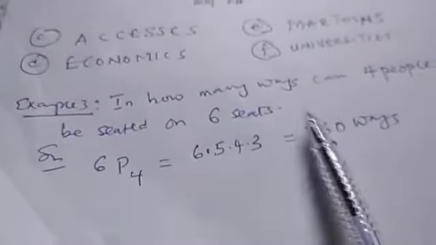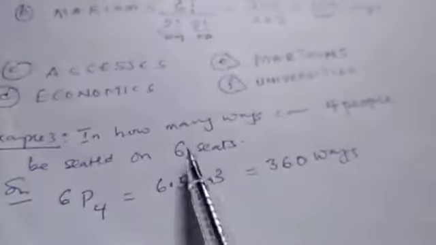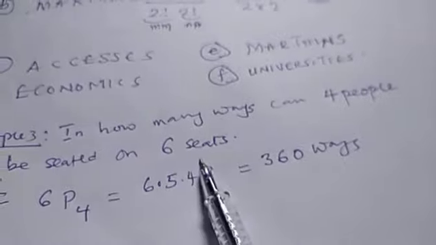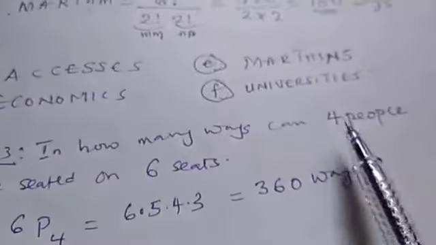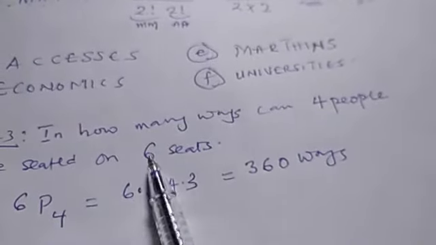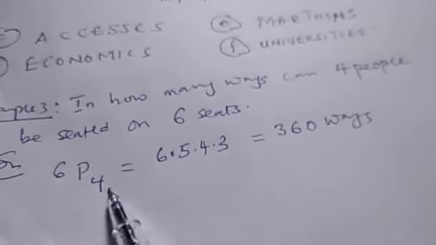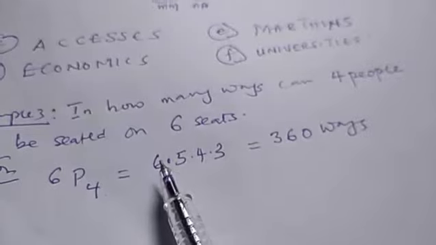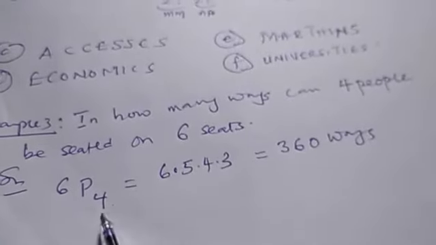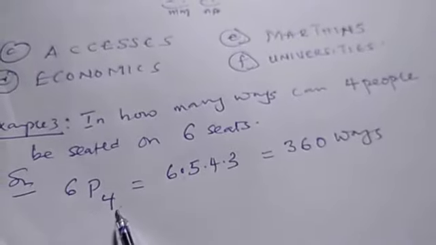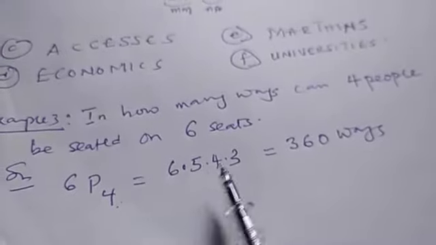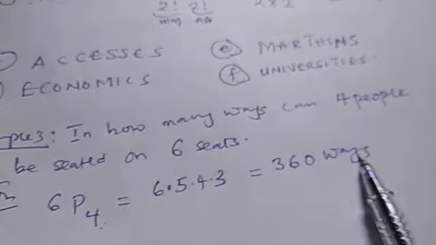In how many ways can 4 people be seated on 6 seats? So that means we want to arrange 4 people on 6 seats, 6 available seats. So in that case, it's arrangement. So since it's arrangement, we say it's permutation. So our answer will be 6 permutation 4. 6 permutation 4 will be 6 in 4 places. You reduce 6 and stop at the 4th number. That is 6 times 5 times 4 times 3. This is 4th number. And that will give me 360 ways.